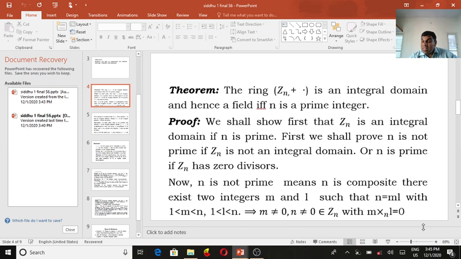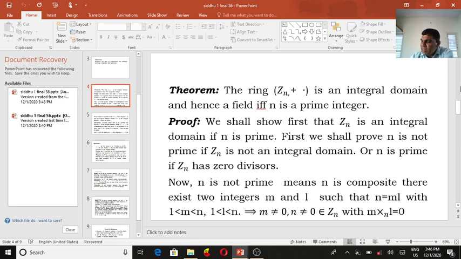So if n is not a prime, there exist a not equal to 0 and b not equal to 0 with ab equal to 0, a zero divisor. Now n is not a prime means n is composite. There exist two integers, so n can be written as the product m into l. For example, suppose I take 15. 15 is not a prime. 15 can be written as 3 into 5.